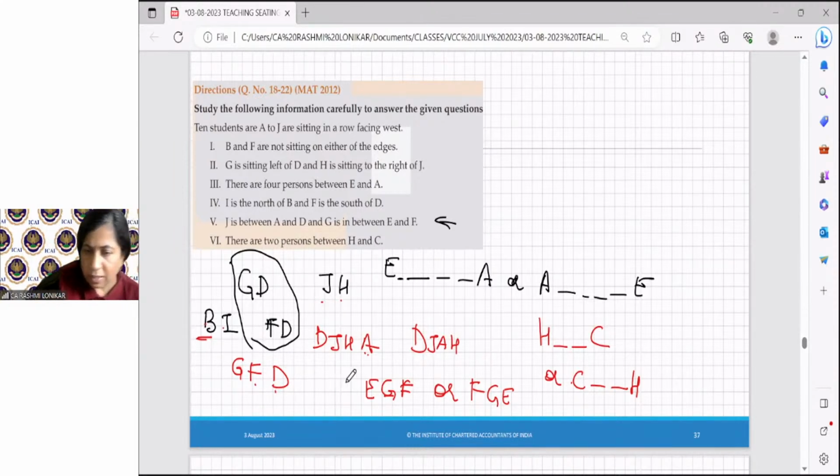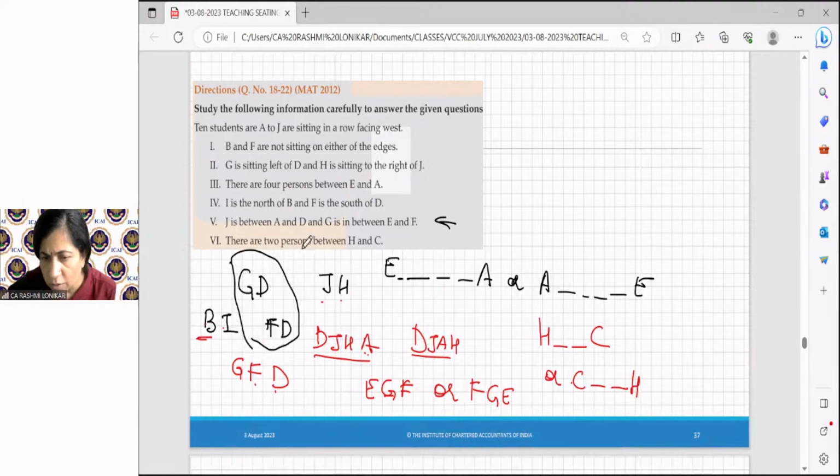Now what they are saying is J is between A and D. Okay. So J is between A and D. So I can have AJD or DJA. Okay. There are two persons between H and C, C dash dash H. Now let us see where is the link. What is the point at which we are getting the link?